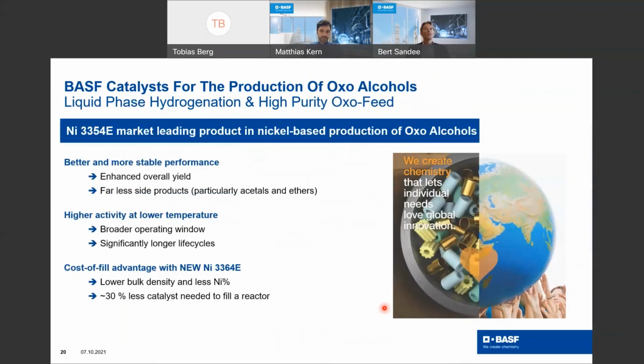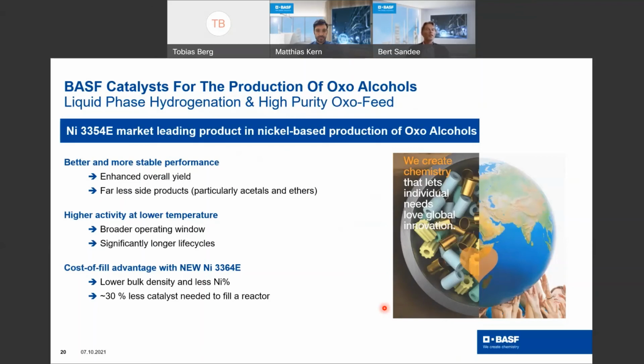Coming to the end of the second showcase, 3354 is really the market lead product for nickel-based production of oxo alcohols, particularly from rhodium-based hydroformylation chemistry. It's better and it gives a higher stable performance. It's also active at lower temperatures, which means that you have a quite long operating window, which can be estimated around 7 years. It depends a little bit on the details, how this unit is operated, whether it's very stable, whether you have too many upsets or not. But 7 years is a very realistic life cycle.